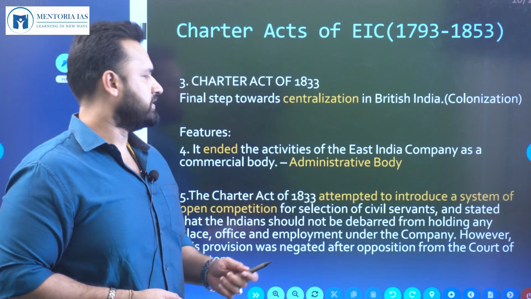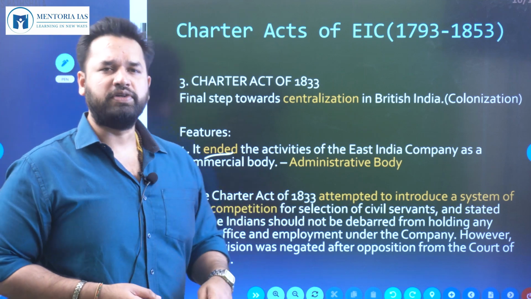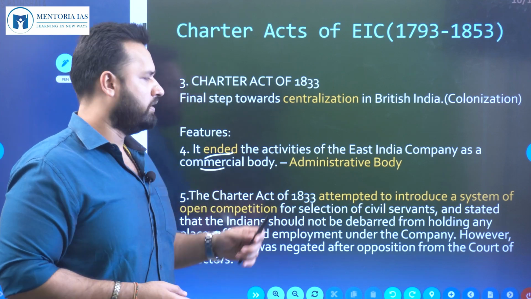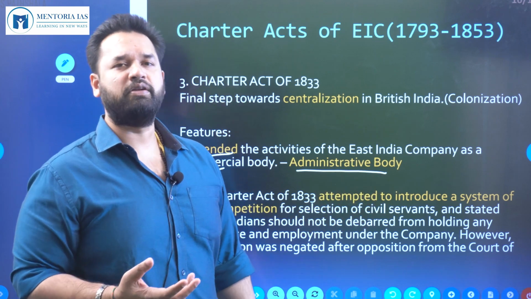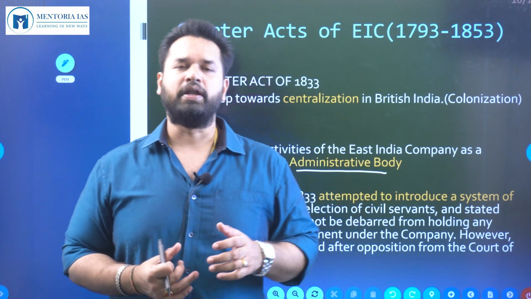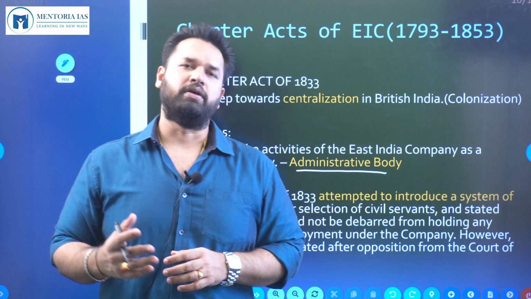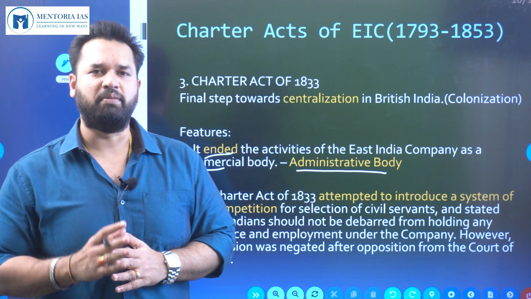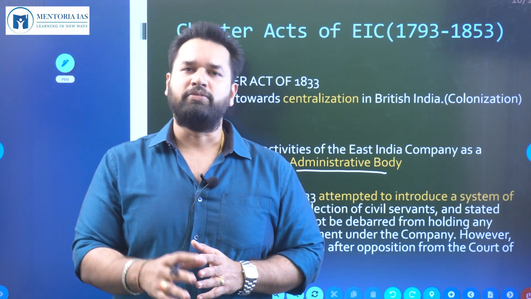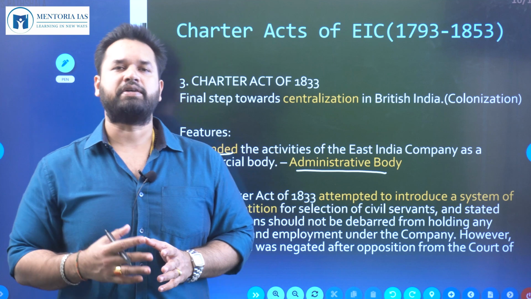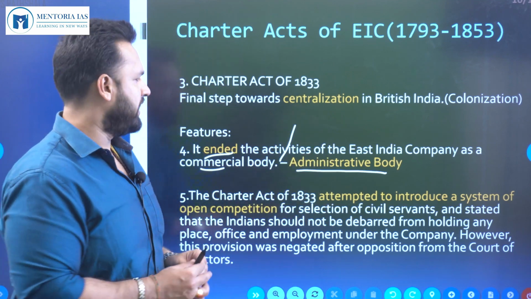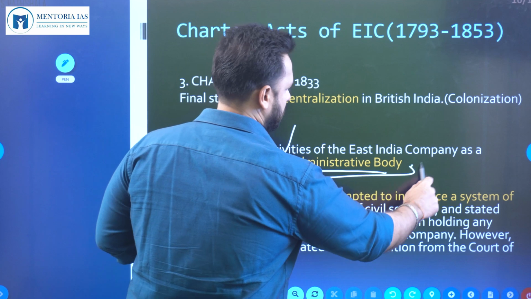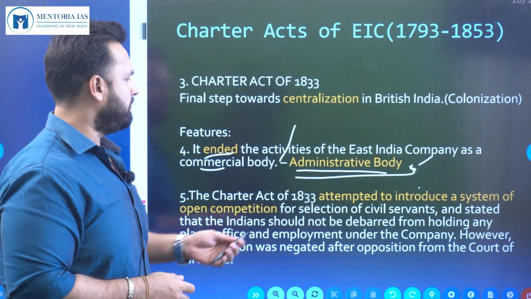Okay, what are the next features? It ended the activities of the East India Company as a commercial body and made it an administrative body. What does it mean? For example, Dhirubhai Ambani's Reliance was a commercial body, but suppose they ended its commercial activities and made it an administrative body. From that day onwards, they can pass acts and laws. Similarly, East India Company was made an administrative body, so that they can control and pass acts.